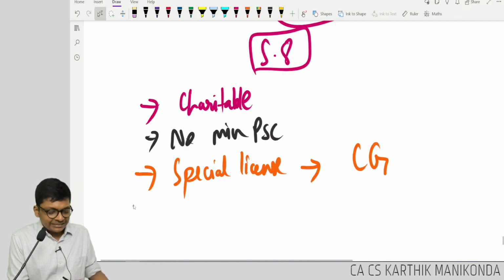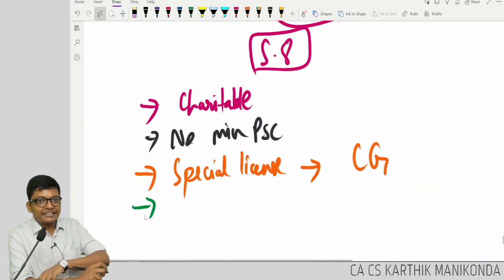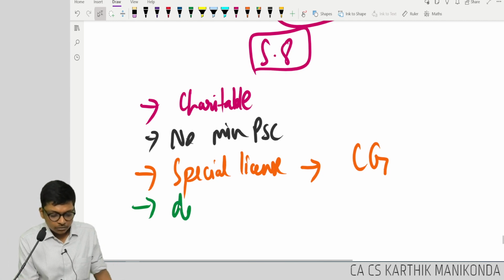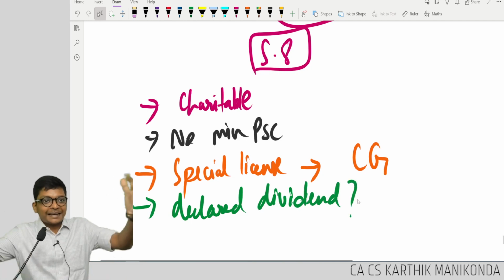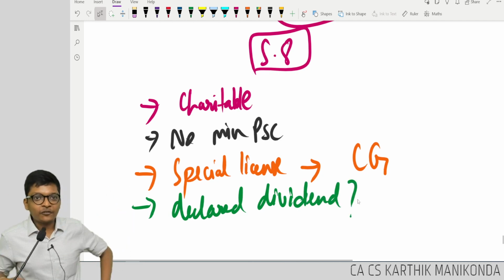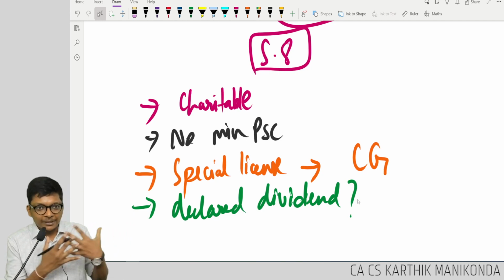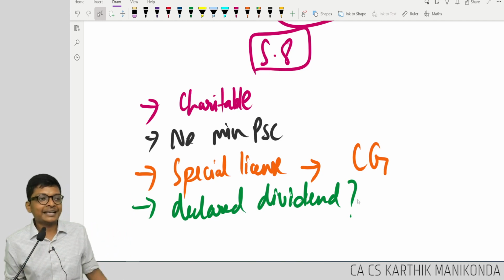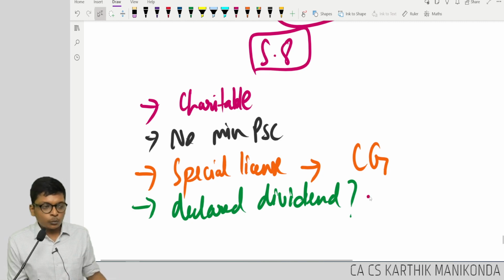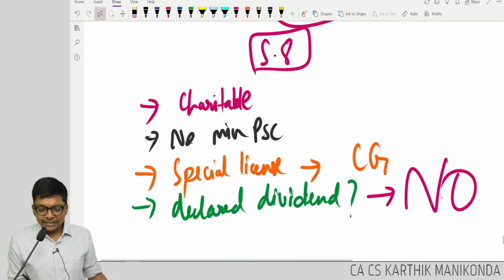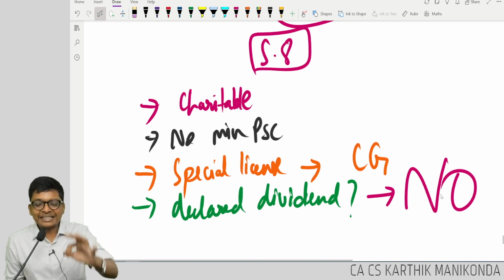Now, can a Section 8 company, we already finished the dividend chapter, can they declare dividend? Collecting donation, I will take it for myself. I'm also poor, guys. For my charitable, for my food, I'm taking dividend. Can I do that? Are you following? No. Whatever the question says, a Section 8 company cannot declare dividend.